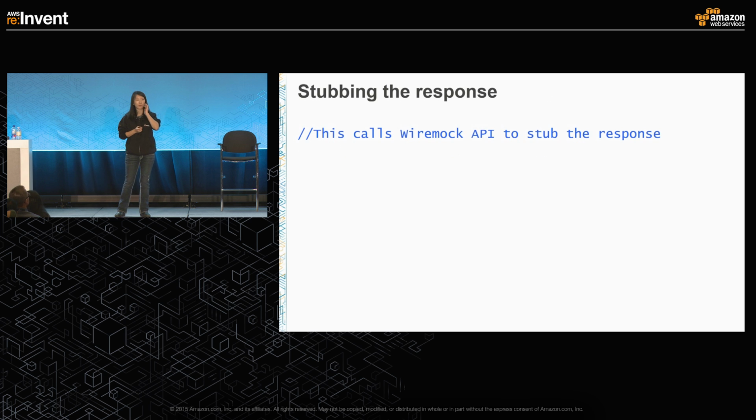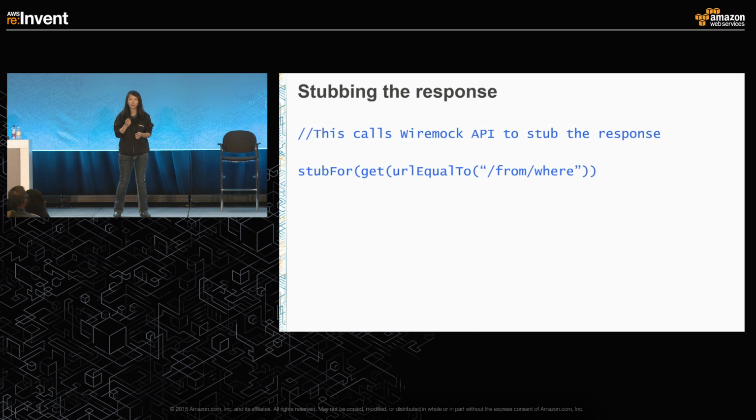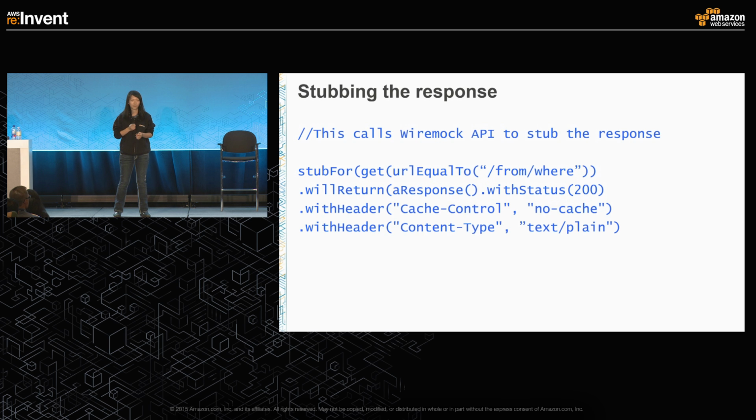Now I want to share with you the Wiremock API to stub the response. stubFor is the Wiremock API. Only if you get an HTTP GET request with the URL equal to a given path, then you return the stub with status code 200, header, and body. So this is so easy. You can just do it from your automation task.